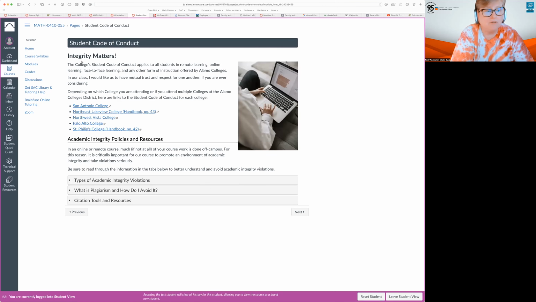Here's the student code of conduct. Integrity matters. If you're ever feeling like you need to look on the internet instead of doing your homework, talk to me first. We'll figure it out.